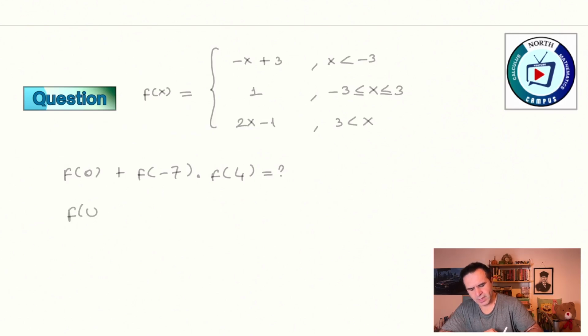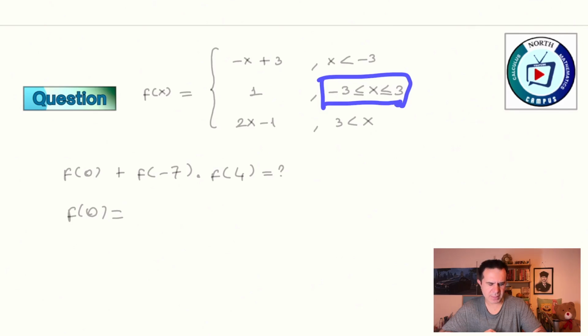First we will find f of 0. 0 is here. 0 is between minus 3 and plus 3. So to find f of 0, we will use the constant function here. And f of 0 is equal to 1.